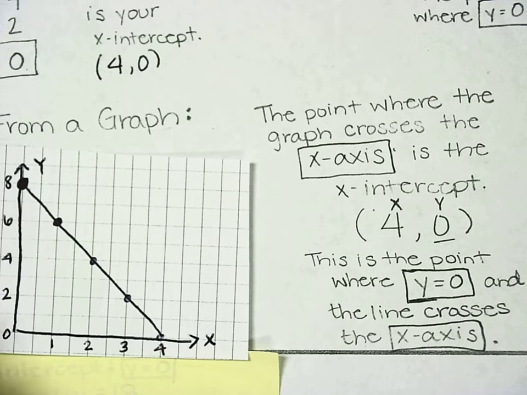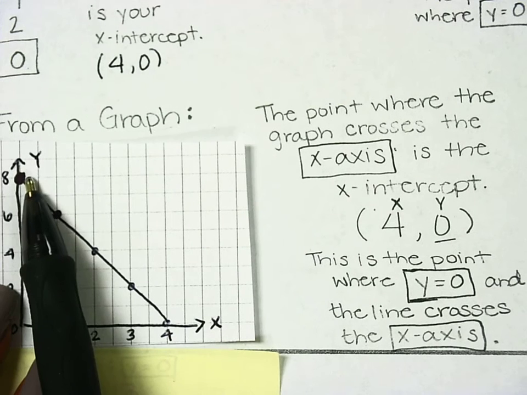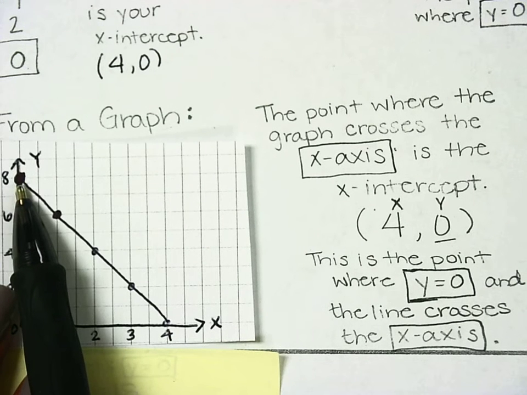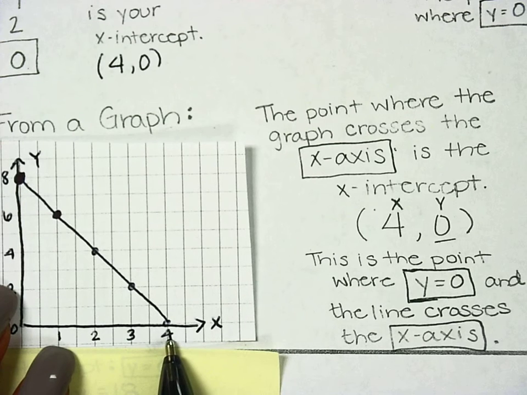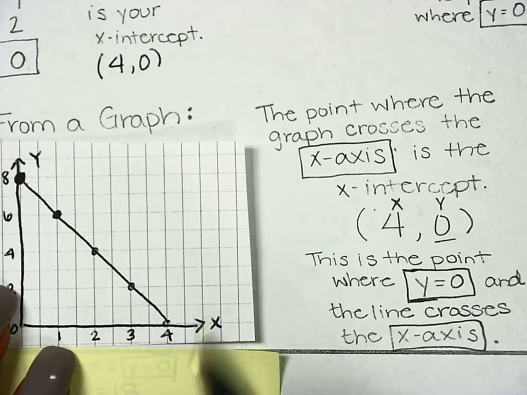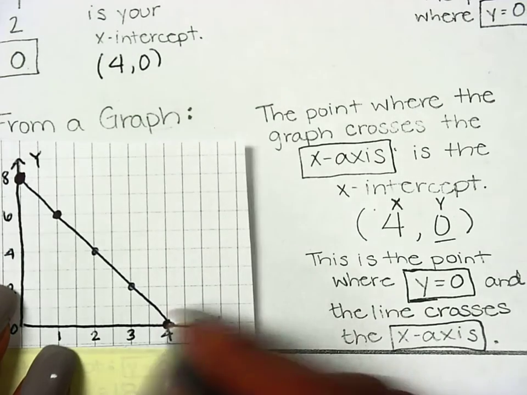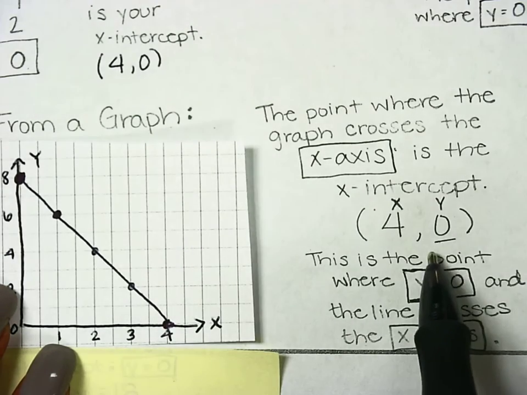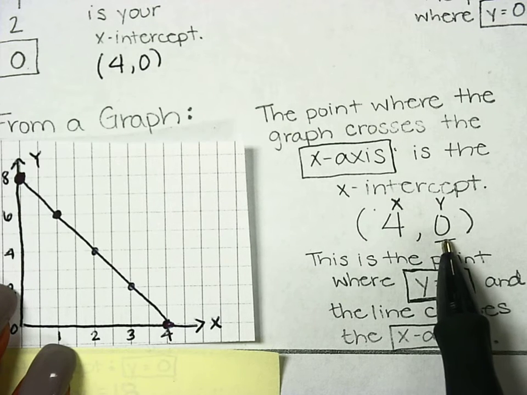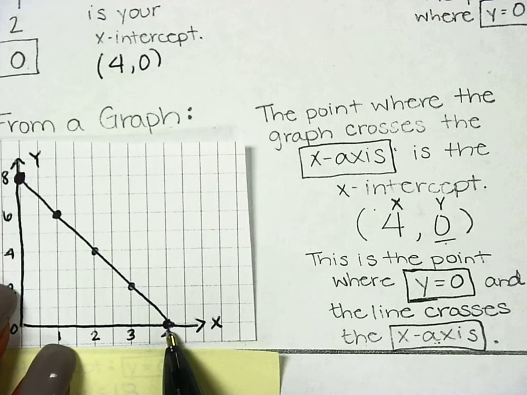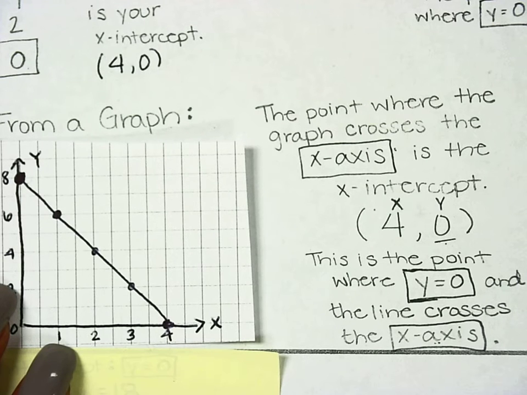Now what we talked about with y-intercept is the point where the line crosses the y-axis. We are looking for the x-intercept. So we are looking to see when this line crosses the x-axis. This point happens at 4, 0. Notice the y value is equal to 0, and this is the point where we cross the x-axis. So this is our x-intercept.